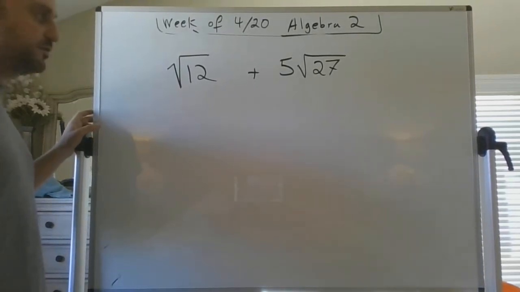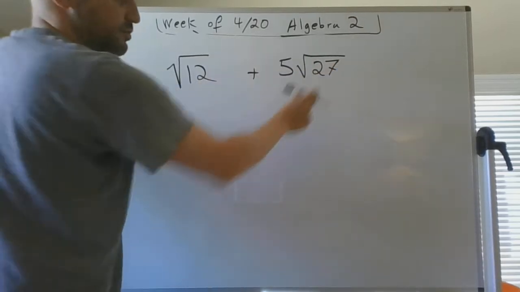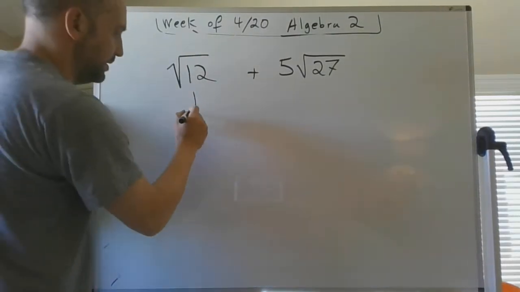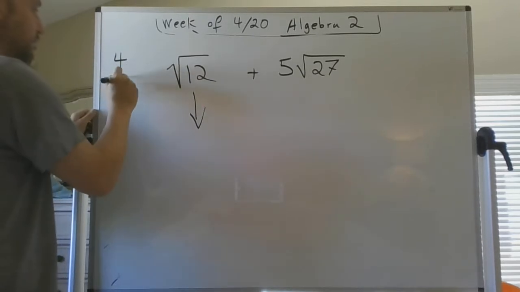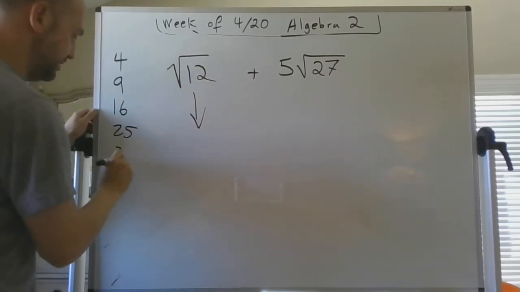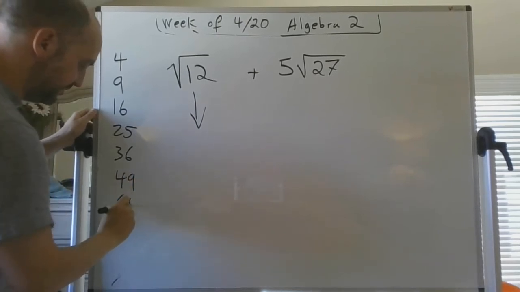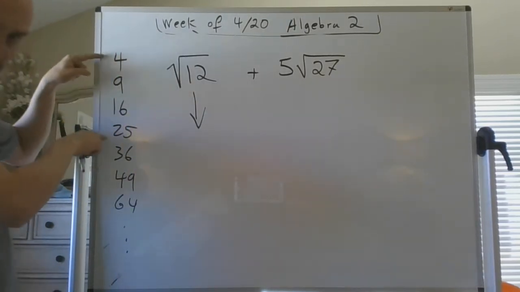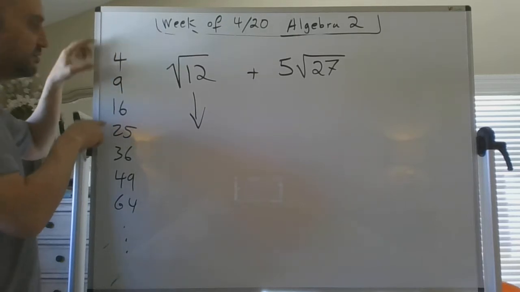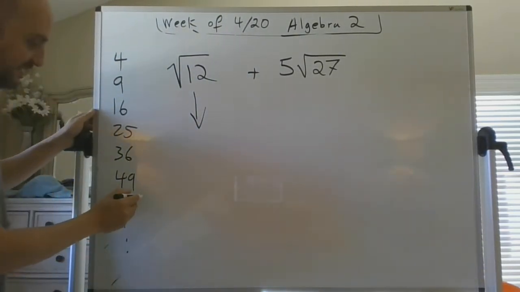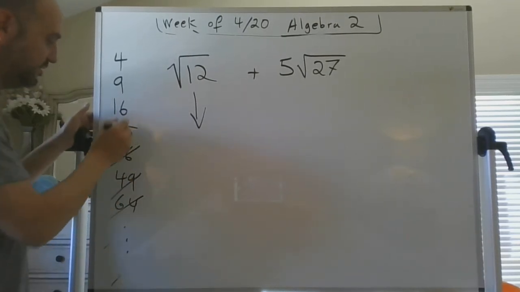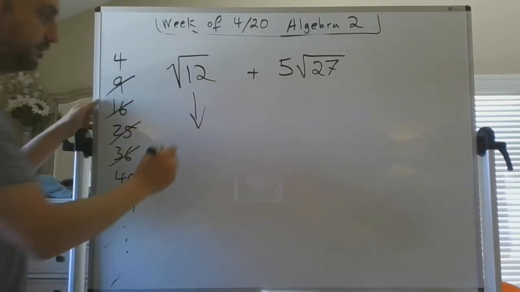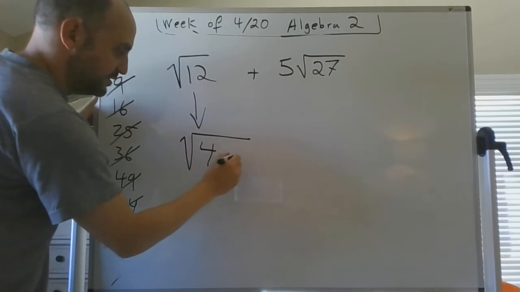Okay, so first things first, that's a square root of 12, square root of 27, not like terms. But we can simplify both of these. Let's try 12 first. Let me think of all the perfect squares: 4, 9, 16, 25, 36, 49, 64, and so on. Usually you're going to use one of these earlier ones. 64 obviously doesn't go into 12, it's larger than 12. So is it 4 or 9? Well, 9 doesn't go into 12, so I know 4 does. It's going to be 4 times 3.